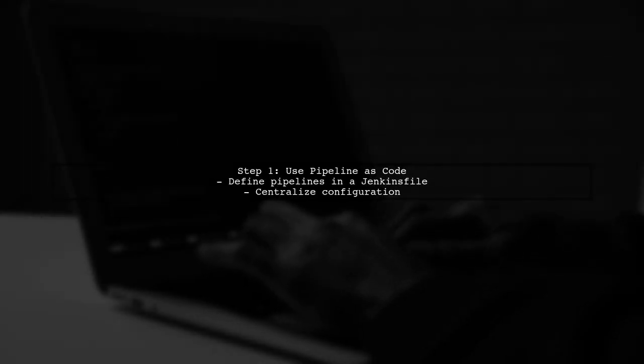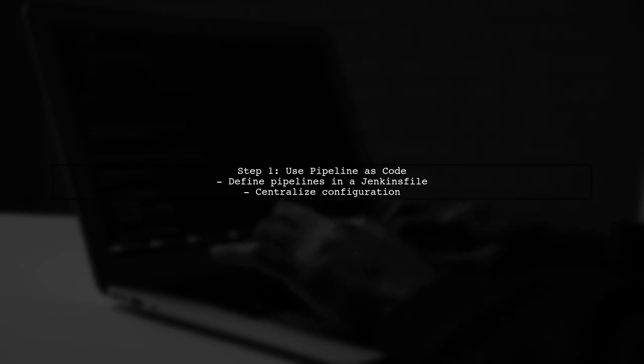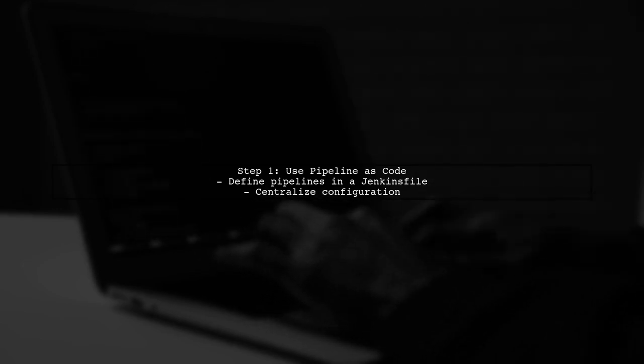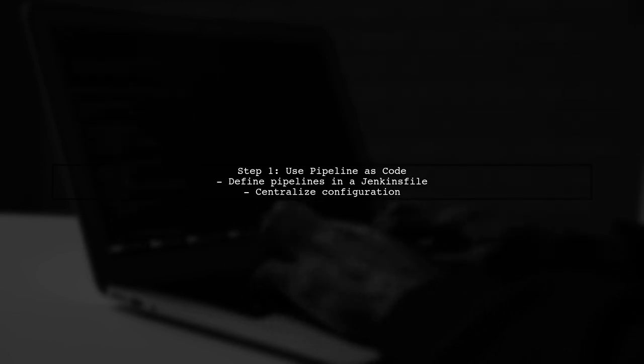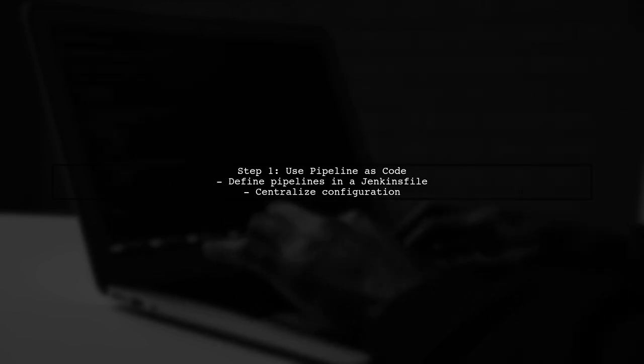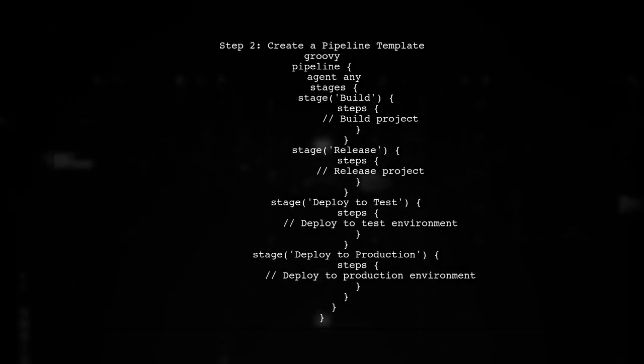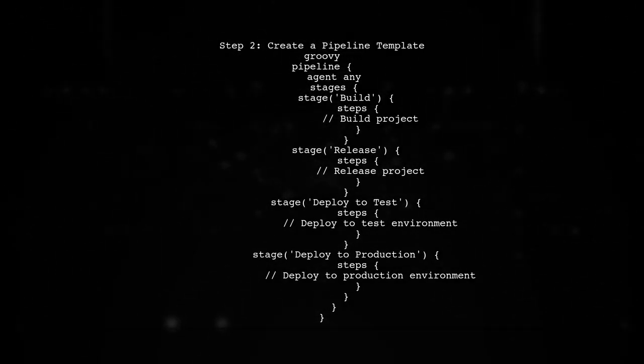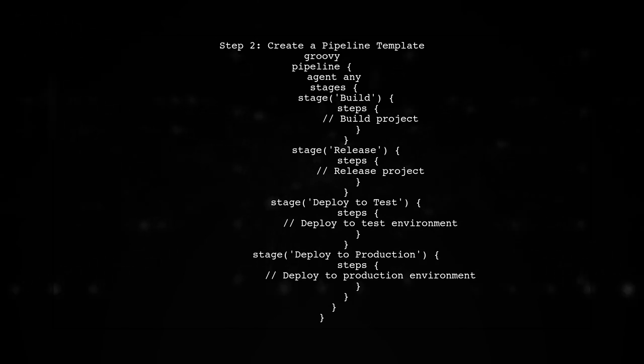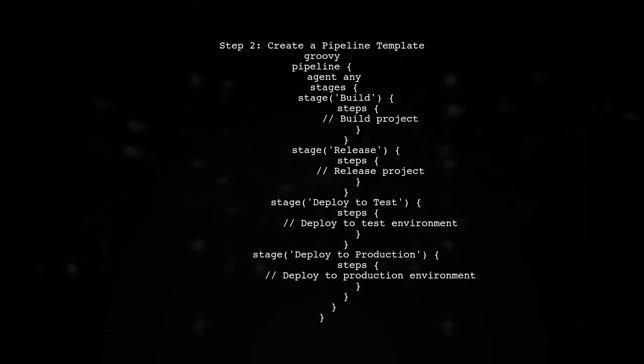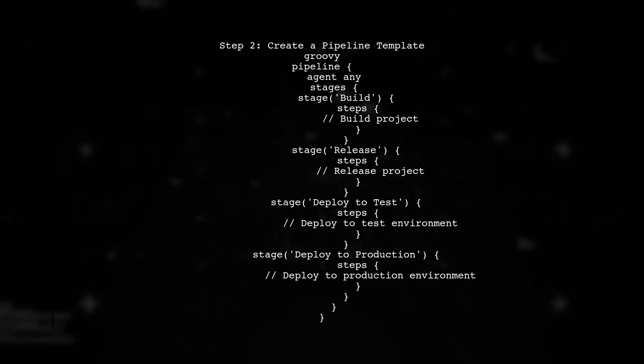To streamline our Java project delivery pipelines, we can utilize Jenkins' pipeline as code feature. This allows us to define our pipelines in a single configuration file. Next, we can create a pipeline template that includes the common steps for all projects. This template will handle the build, release, and deployment processes.